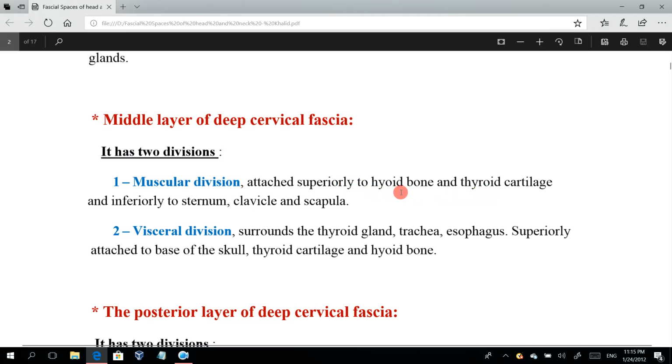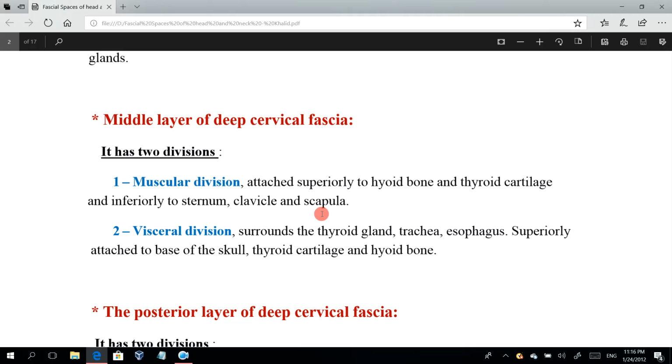Superiorly it is attached to the hyoid bone and thyroid cartilage, and inferiorly it is attached to the sternum, clavicle, and spine of the scapula. Because this division of the middle layer of the deep cervical fascia envelopes the infrahyoid muscles, it is called the muscular division. It is limited between the hyoid bone and thyroid cartilage superiorly and the sternum, clavicle, and scapula inferiorly.